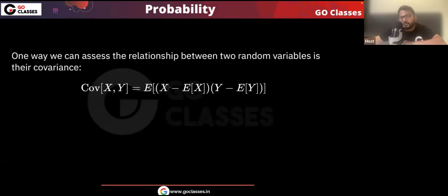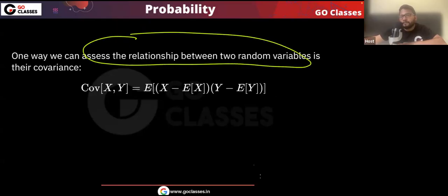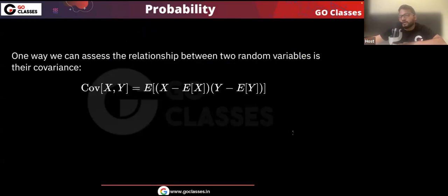Let's first try to understand the intuitive meaning of this quantity. So why do we define this covariance? Can anyone tell me? Because we want to assess the relationship between two random variables, right? This was the only reason. We want to check how two random variables are working with each other.